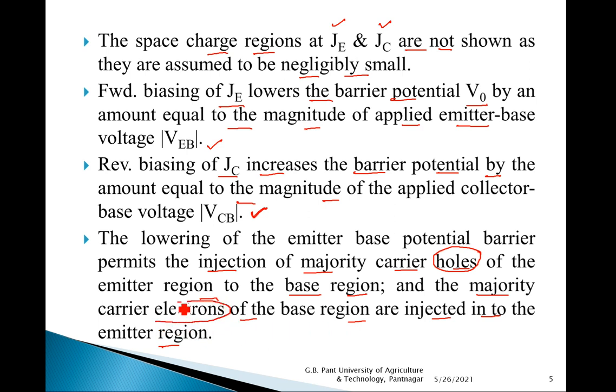So in case the barrier potential at JE gets reduced, what happens? The majority carrier holes are injected from the emitter region towards the base region, and the majority carriers, which are electrons in the base region, are injected into the emitter region. So this is a kind of transfer of charges from one side to the other side across the junction, that is JE.